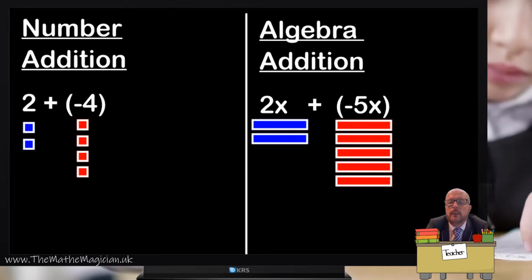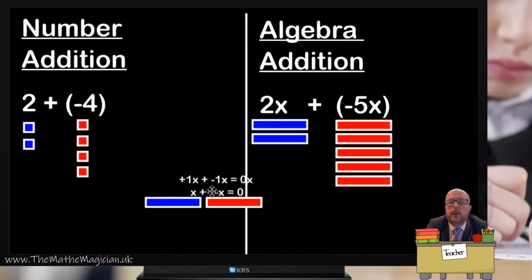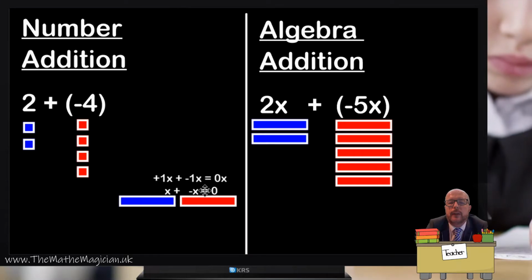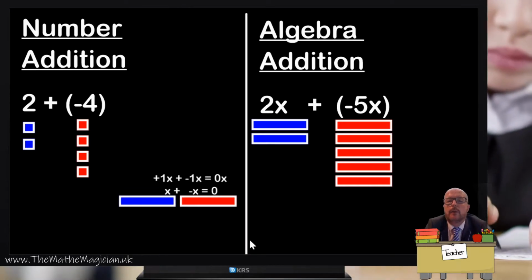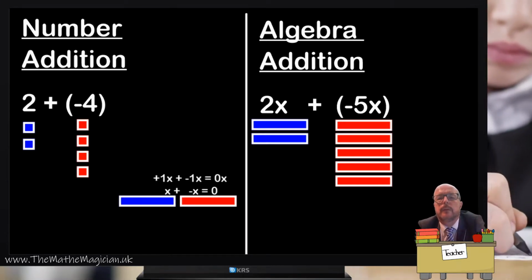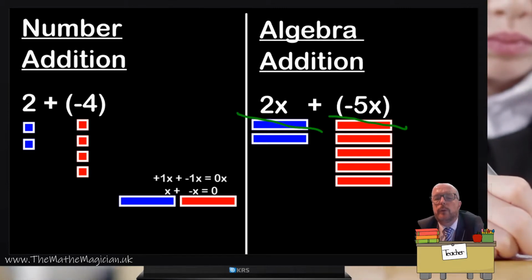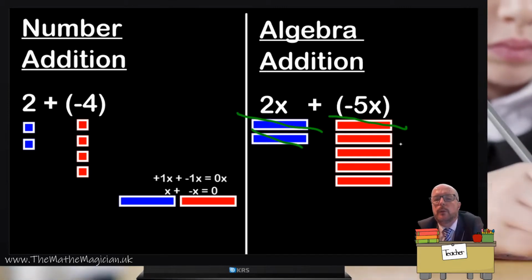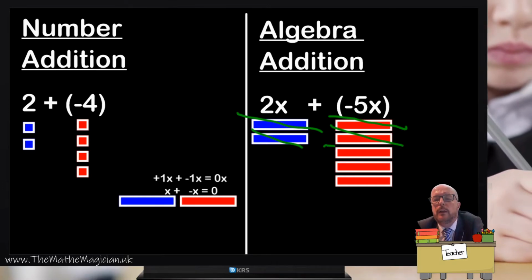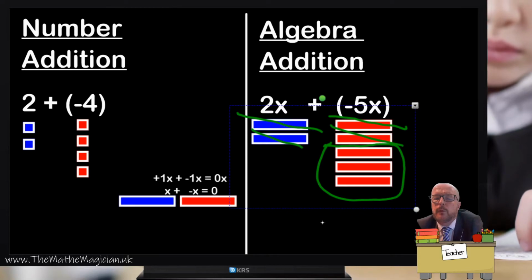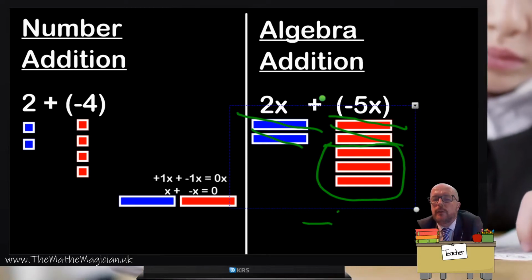So the x's cancel out in the same way as the 1's did. So an x and a negative x equals nothing. So what we can do here is we can cancel one of the blue x's with one of the red ones, one of the blue ones with one of the red ones, and we're left with 3 red ones. So what's the answer? Well, the answer is negative 3x.